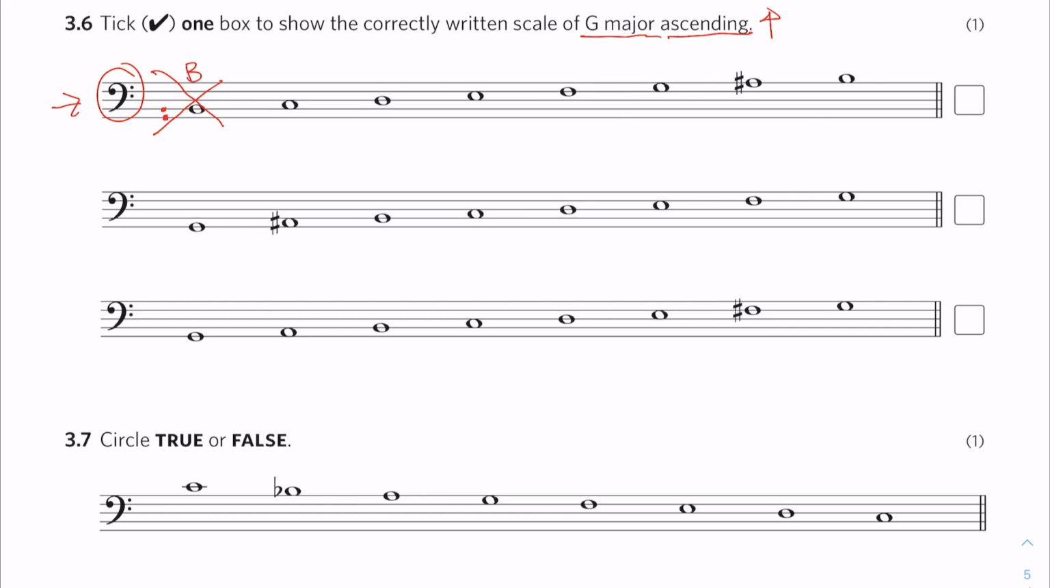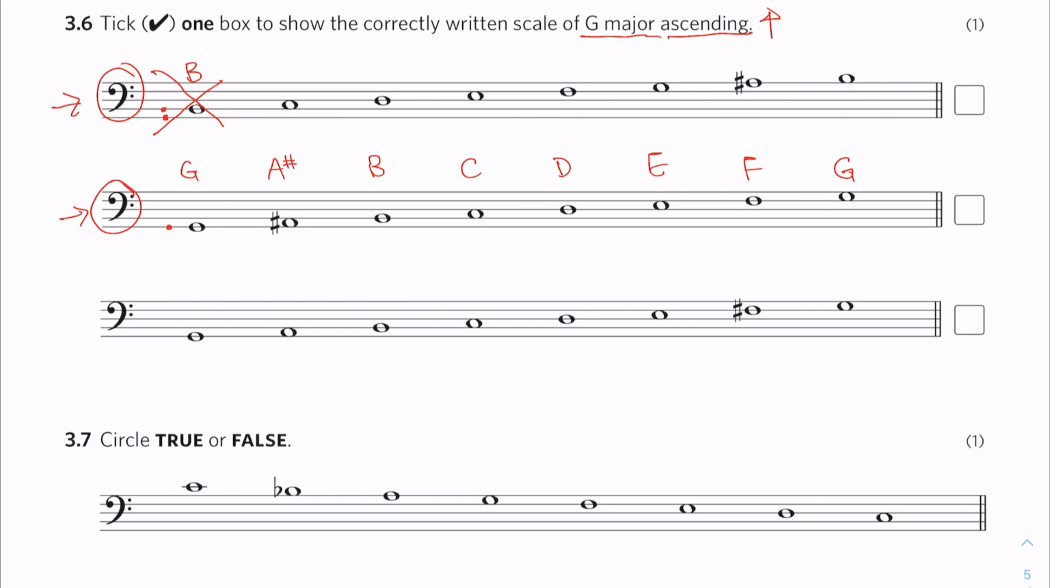Next one, this one. Again, bass clef. First one is G. Okay, so it looks like it's correct. So we have G. You can write out everything. A sharp, B, C, D, E, F, G. It's written from G to G. So in a way, okay, it looks correct.